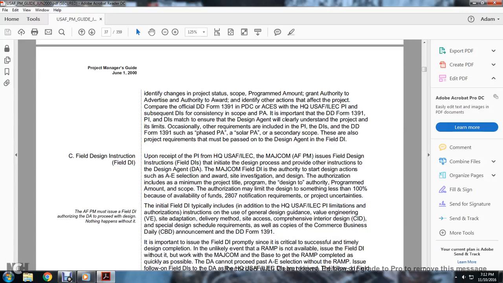Field Design Instruction, FDA, Field DI. Upon receipt of the planning instruction from the headquarters U.S. Air Force Engineering Corps, the Major Command Air Force Program Manager includes the Field Design Instruction. They initiate the design process, provided with other instructions for the design agent.